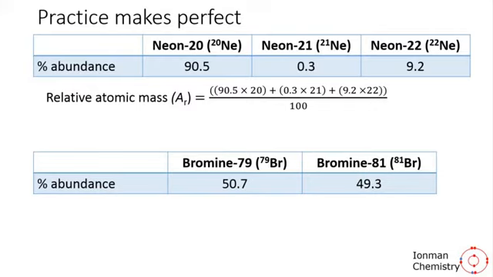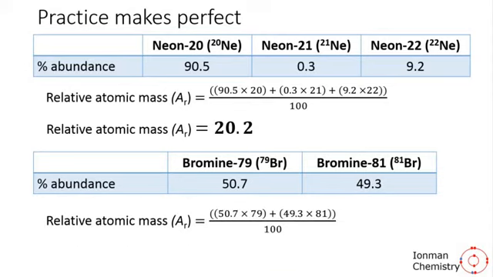Okay, so this is the calculation that we would do for neon as I showed you before. So we do the abundance times the mass, add all those up, divide by 100, and that should give you 20.2 as the relative atomic mass for neon. And then for bromine, perhaps a slightly more simple calculation because there's just two isotopes. Put the numbers in and you come up with a relative atomic mass of 80.